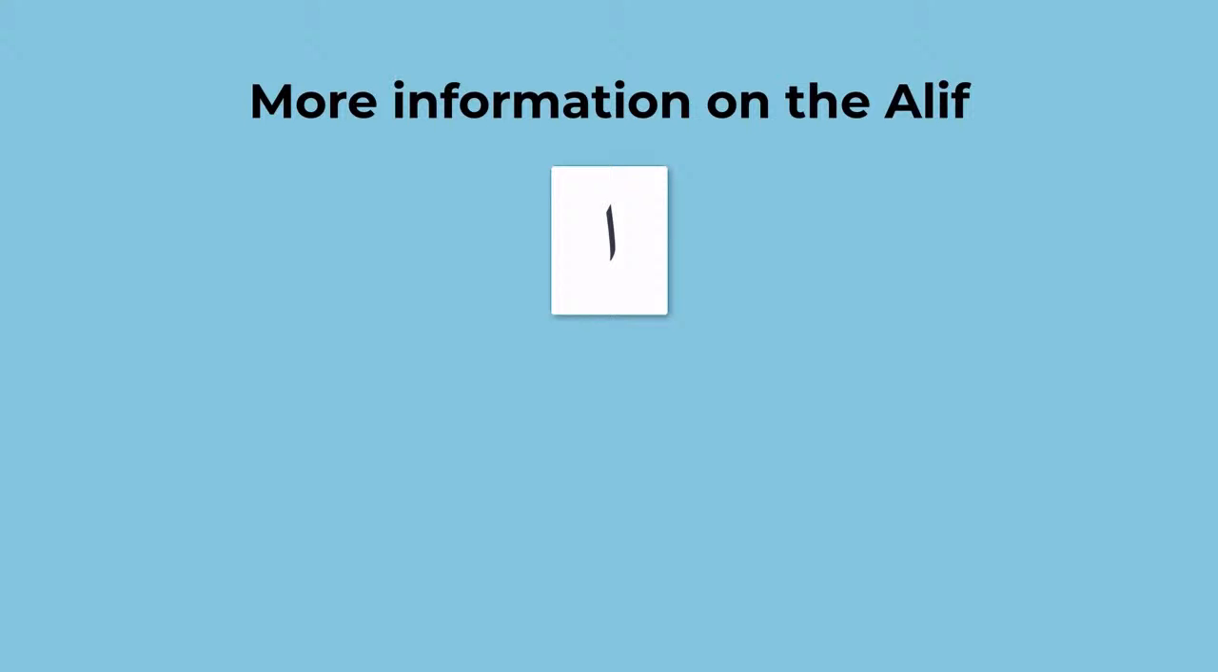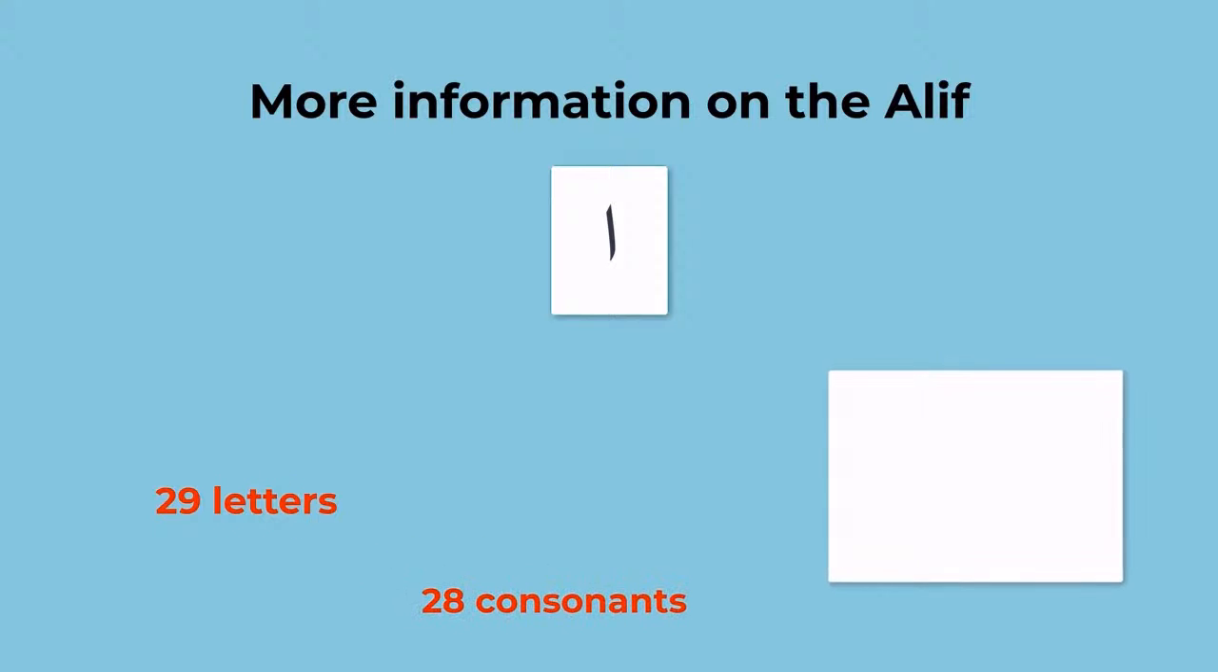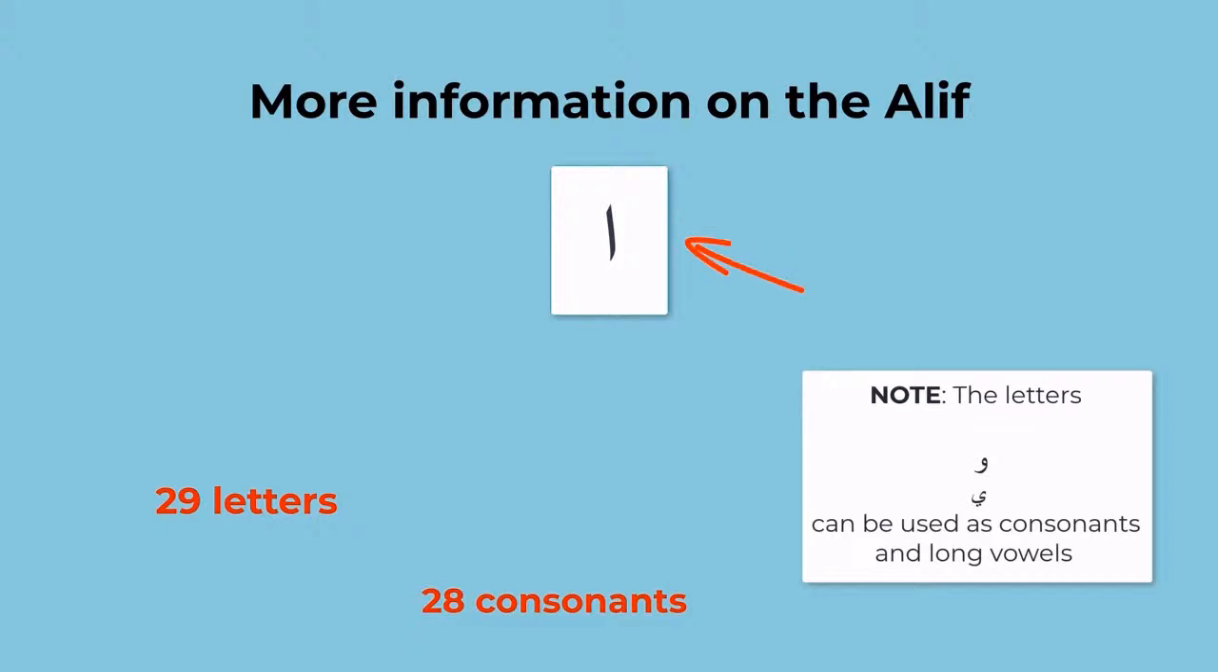Okay, alif is used for elongation. Okay, brothers and sisters, as we said, there are 29 letters of the alphabet, out of which 28 are consonants, and alif has no speech sound. When you say "a", it is the sound of Hamza.